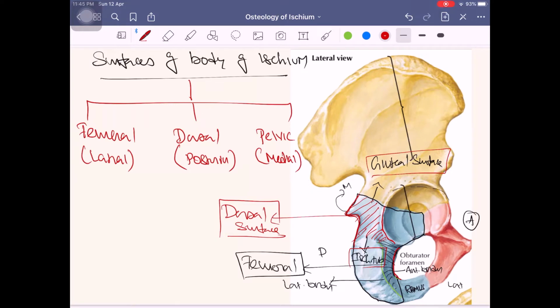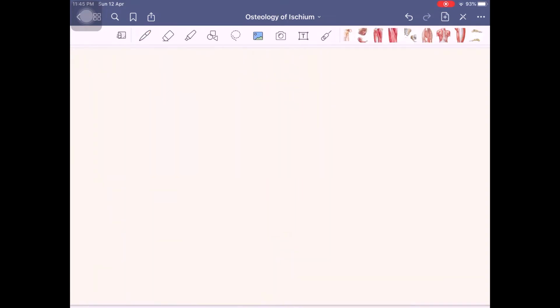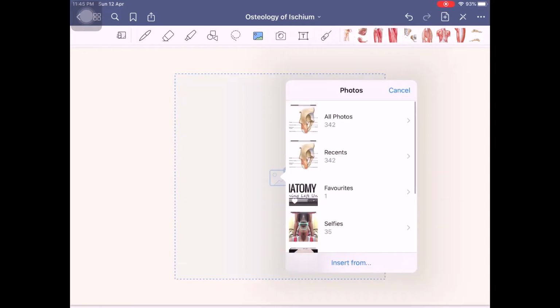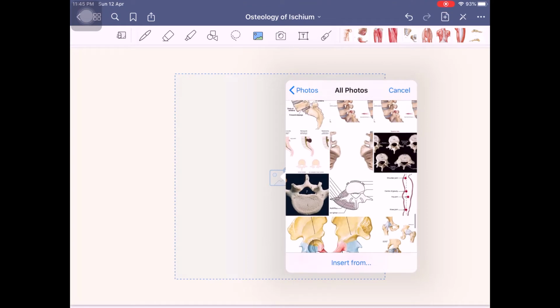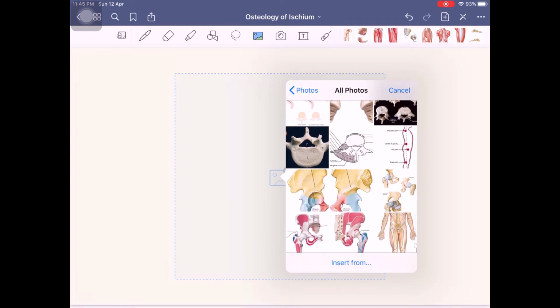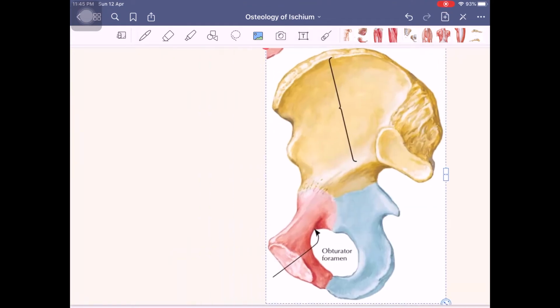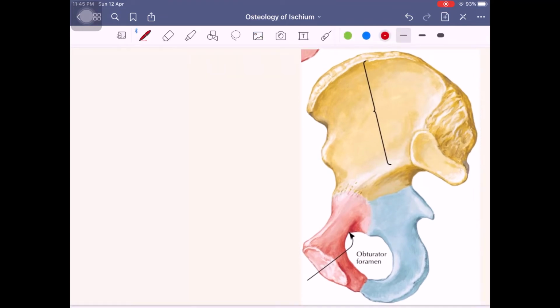Now the pelvic surface. Of course, the pelvic surface is a medial surface, so we can't see it on this picture; we have to go to another picture on the medial side. The pelvic surface is where the acetabulum is not seen. So this is our pelvic surface.